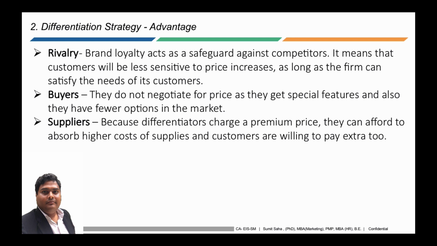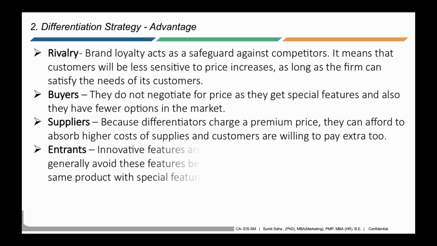So this talks about the buyer's advantage and supplier's advantage. Because differentiators charge a premium price, they can afford to absorb higher cost of supplies, and customers are willing to pay that also. Then we'll talk about the entrants, right? So what are the advantages for entrants and all?